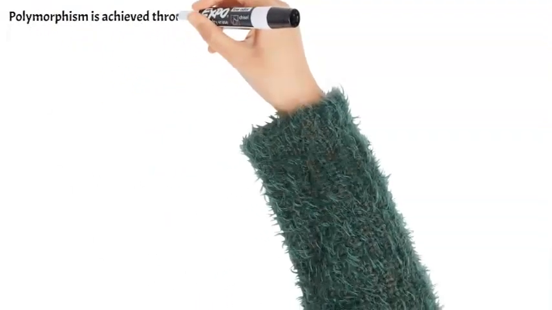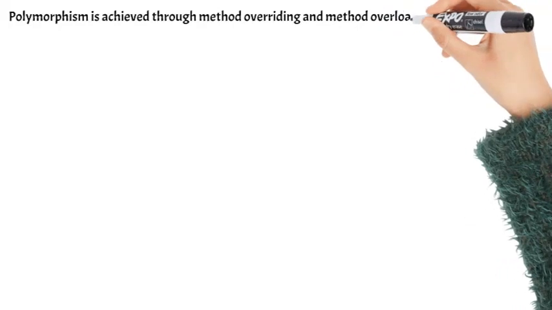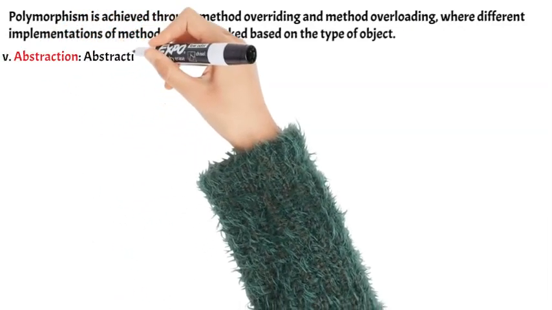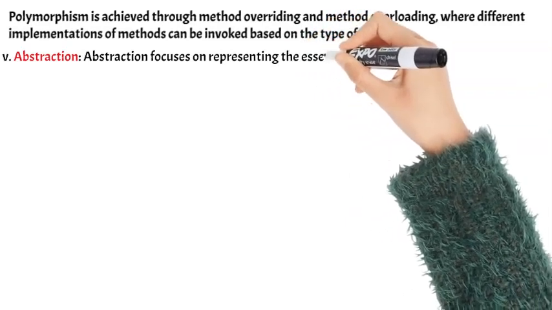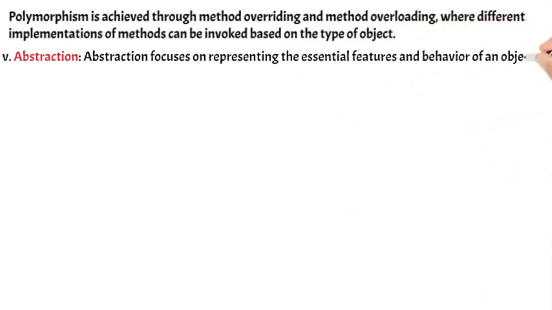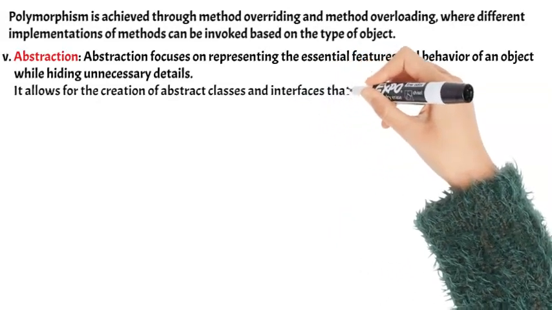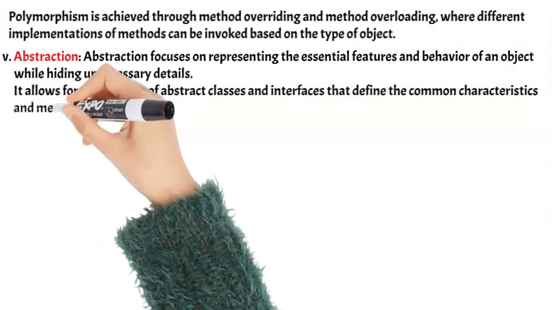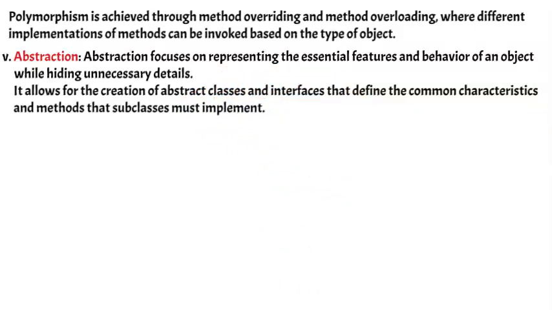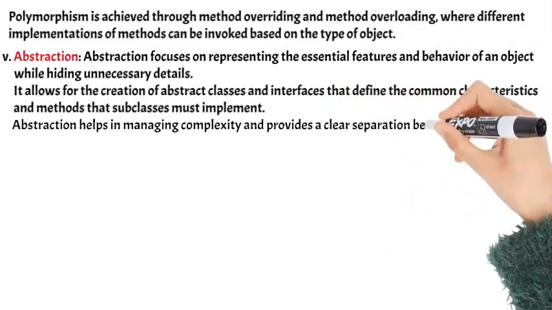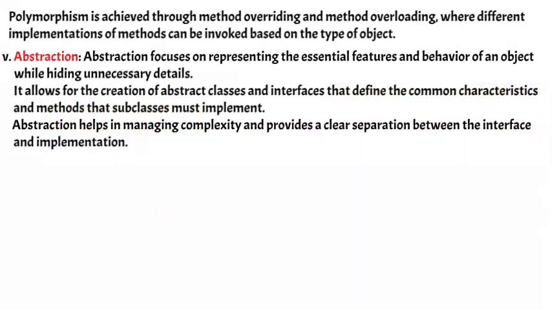Polymorphism is achieved through method overriding and method overloading, where different implementations of methods can be invoked based on the type of object. 5. Abstraction. Abstraction focuses on representing the essential features and behavior of an object while hiding unnecessary details. It allows for the creation of abstract classes and interfaces that define the common characteristics and methods that subclasses must implement. Abstraction helps in managing complexity and provides a clear separation between the interface and implementation.